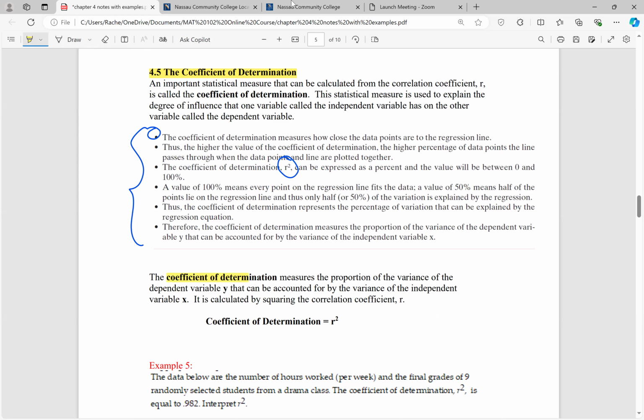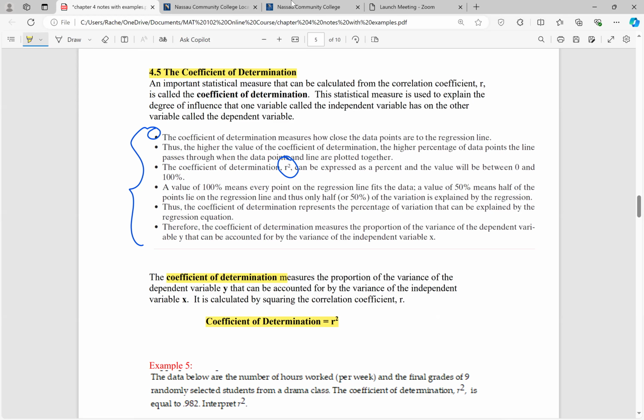So to sum up, the coefficient of determination measures the proportion or the percent of the variance of the dependent variable that can be explained or accounted for by the variance of the independent variable. And we calculate the coefficient of determination by squaring R, the correlation coefficient. So we use R squared to represent the coefficient of determination. In this lecture, I will teach you how to calculate R and how to calculate R squared.